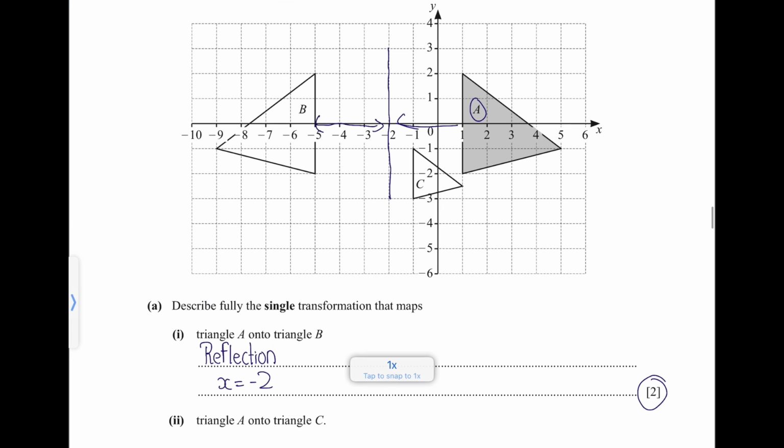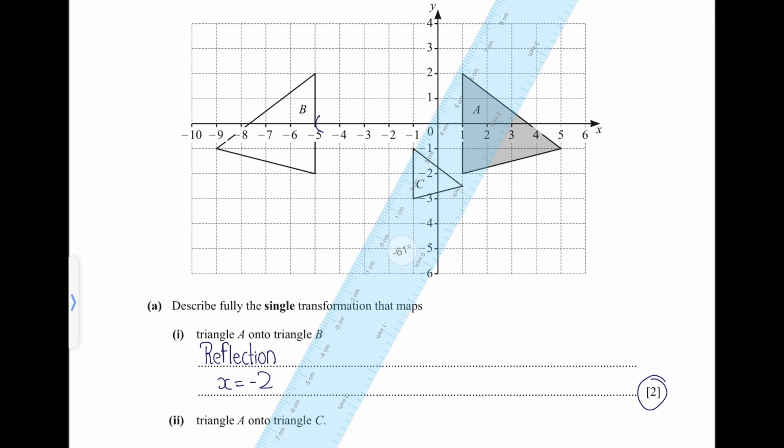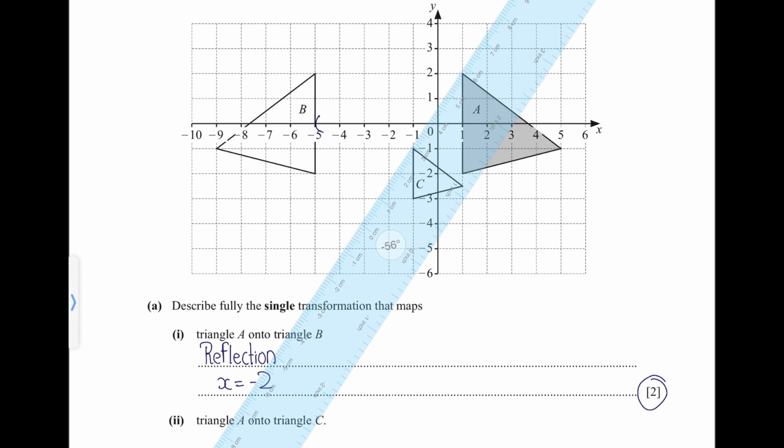Then triangle A to triangle C. Now triangle A to triangle C is clearly an enlargement, since the size has changed. To find enlargements, what you would do is take two corresponding points on both the shapes, and you would draw a straight line.